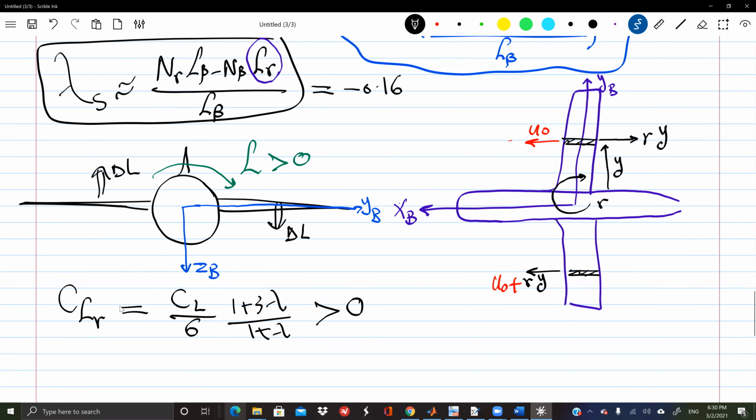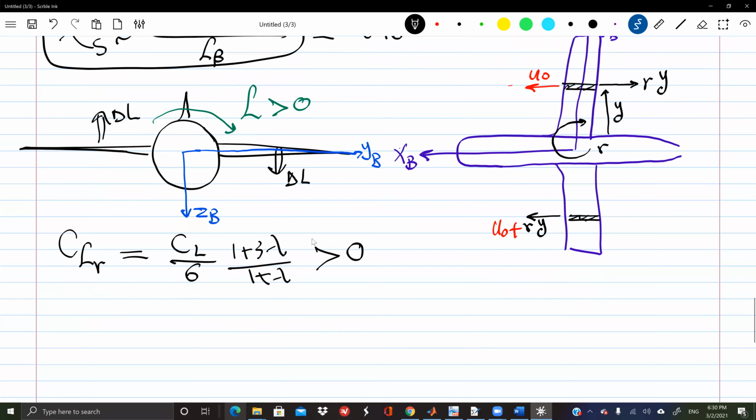Because this effect is not due to alpha changes, it's due to speed changes, right? So it's the total lift coefficient. Anyway, CLR is positive. Why? Because when you apply positive R, you get positive L. If the airplane experiences a yaw rate to the right, a positive roll moment is generated, which is to the right.